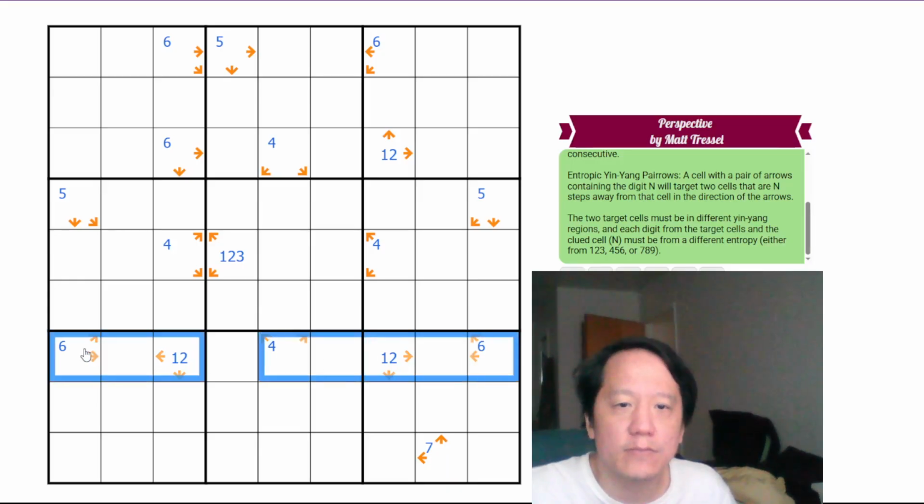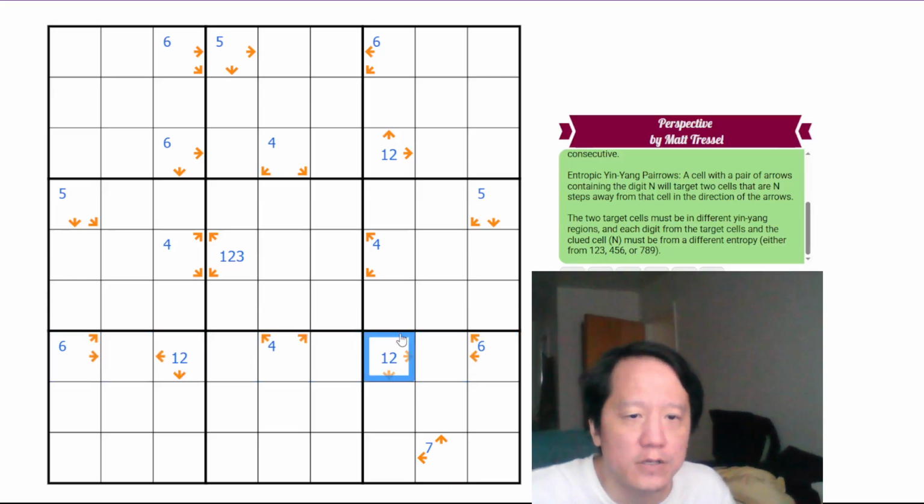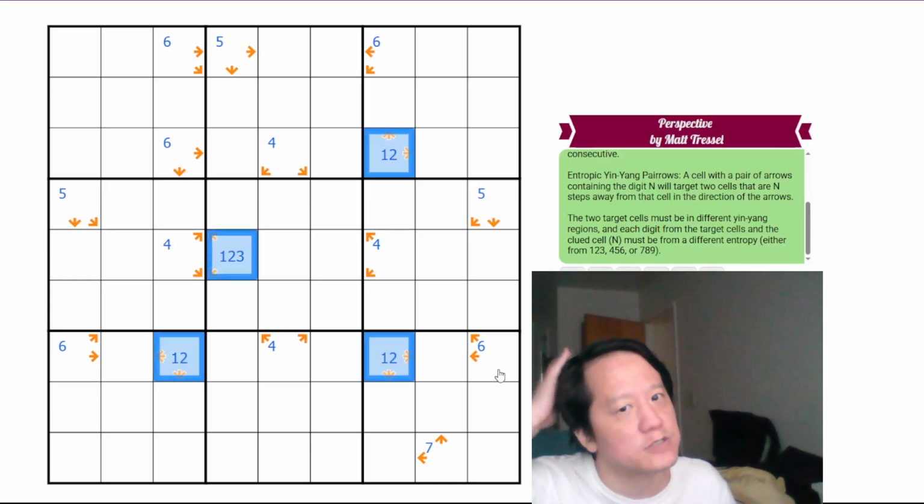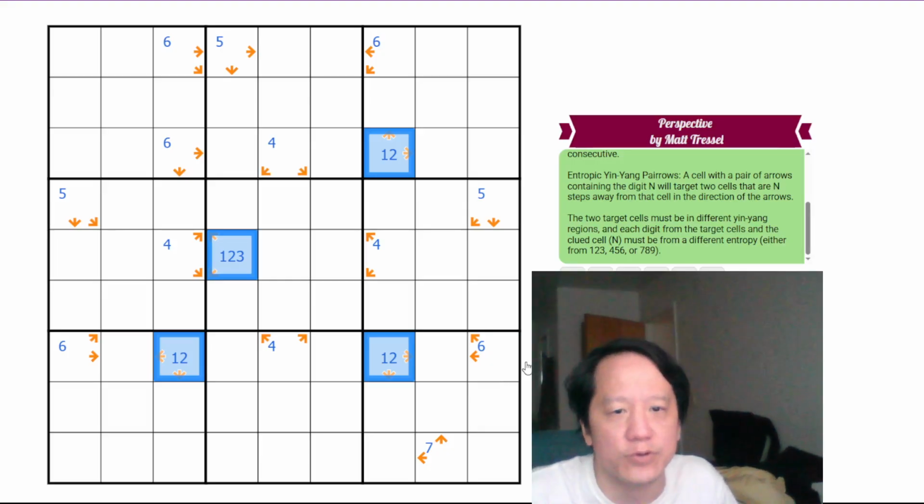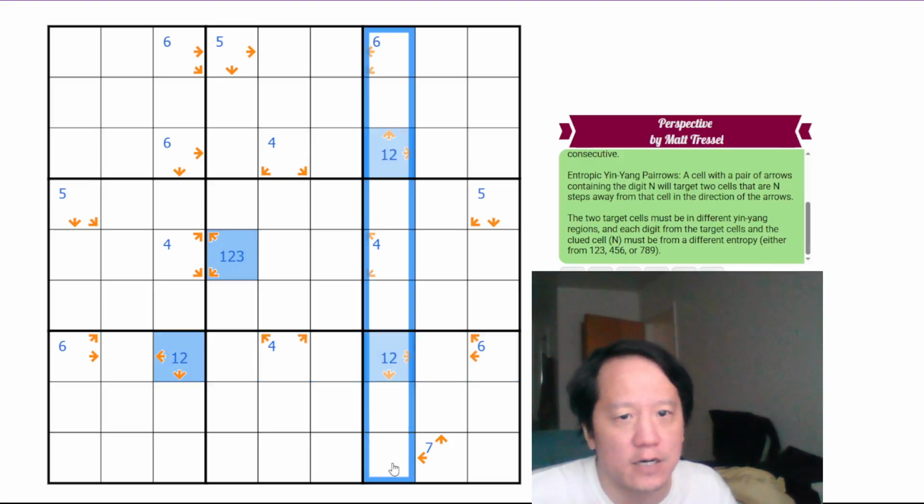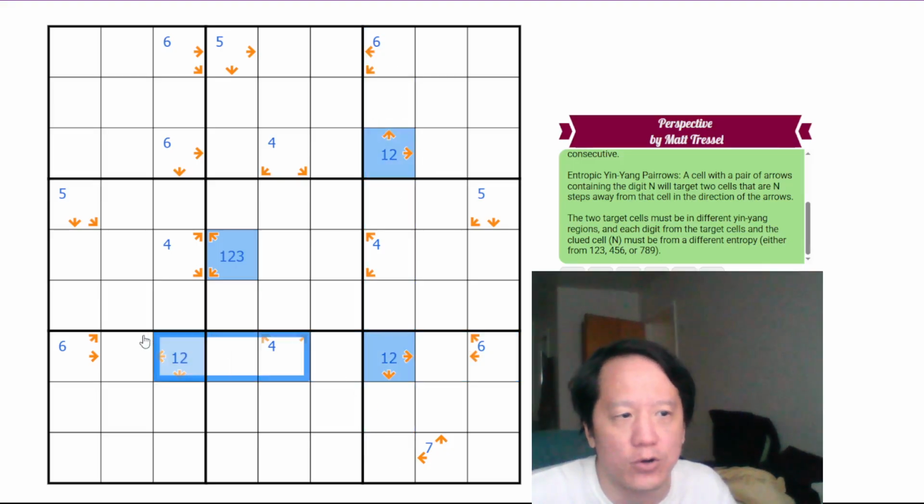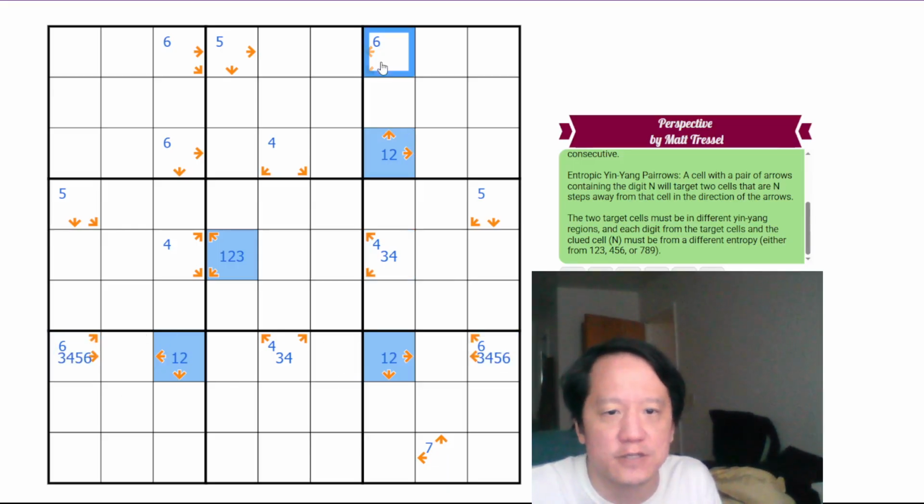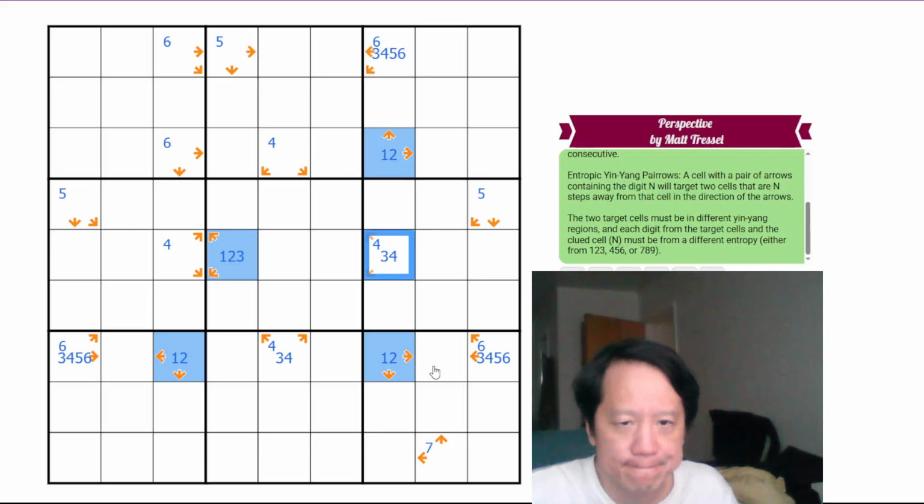Well, in row, 1, 2, and 3 are all low digits, so we can color those as blue. We have a 1, 2 pair in row 7 and in column 7, so the rest of the row and column cannot be 1 or 2. So this has to be 3, 4. This is 3, 4. This is 3 through 6. This is 3 through 6. And this is 3 through 6.